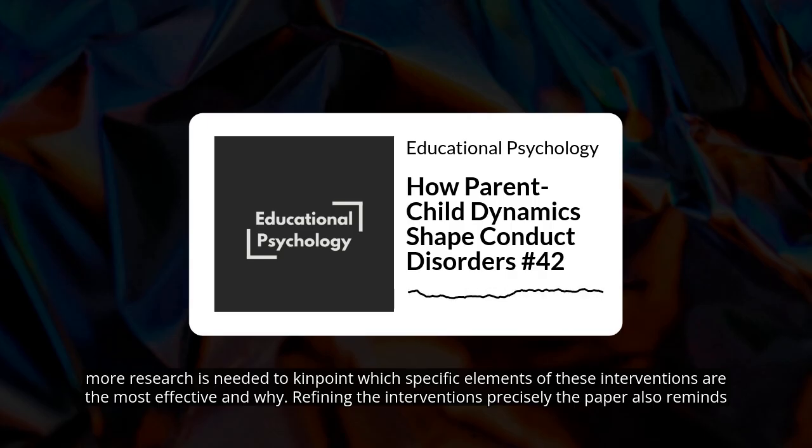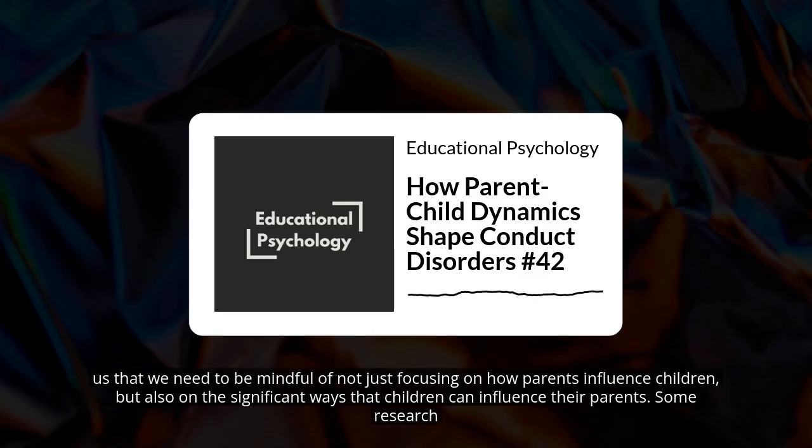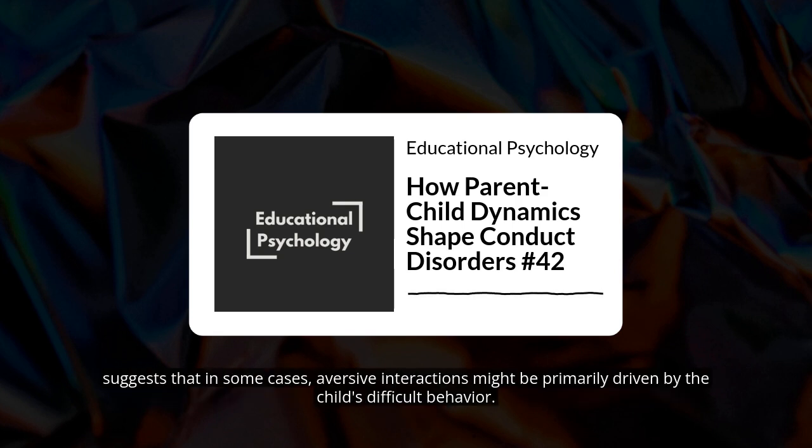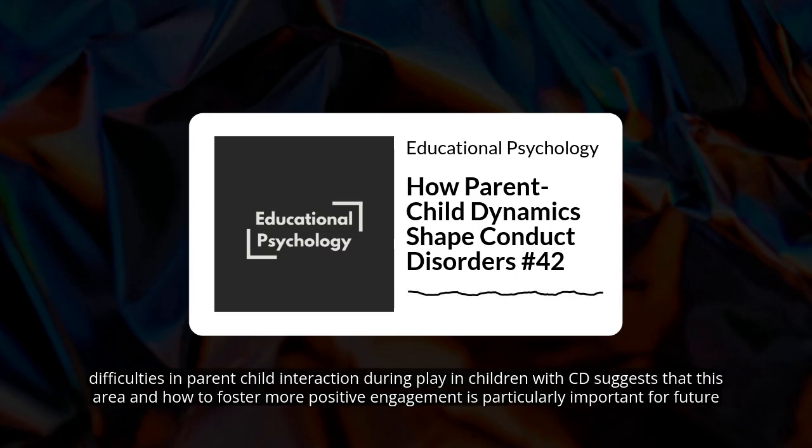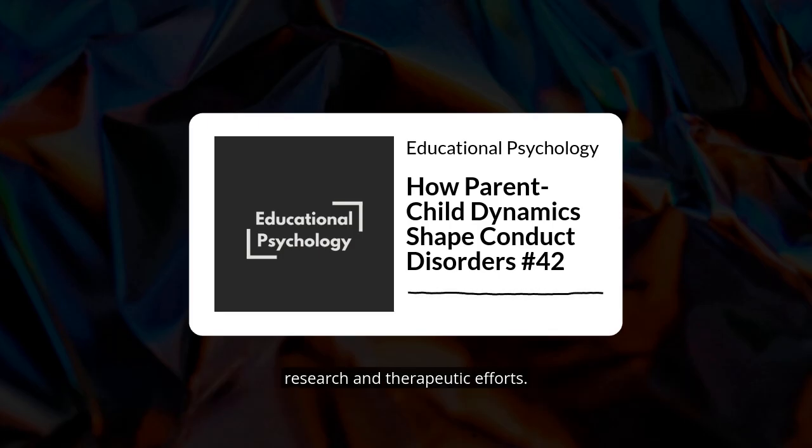Precisely. The paper also reminds us that we need to be mindful of not just focusing on how parents influence children, but also on the significant ways that children can influence their parents. Some research suggests that in some cases, aversive interactions might be primarily driven by the child's difficult behavior. The child effect again. Yes. Finally, there's a clear call for future research to continue investigating both the conflictual and the positive aspects of family relationships. The early emergence of difficulties in parent-child interaction during play in children with CD suggests that this area and how to foster more positive engagement is particularly important for future research and therapeutic efforts.